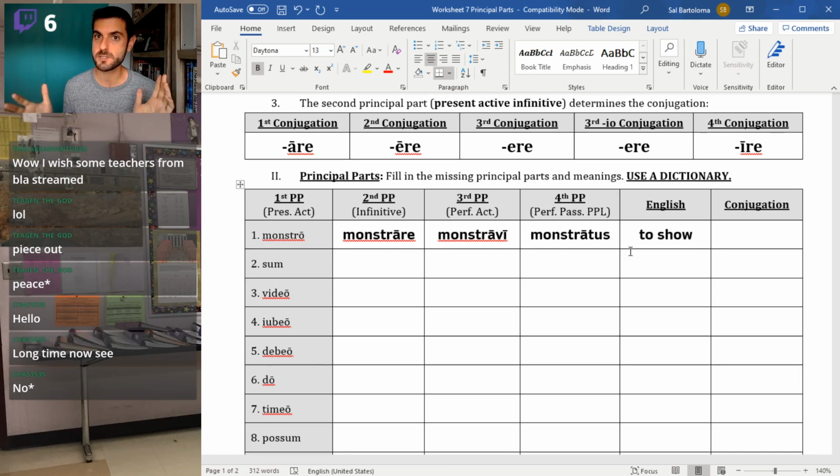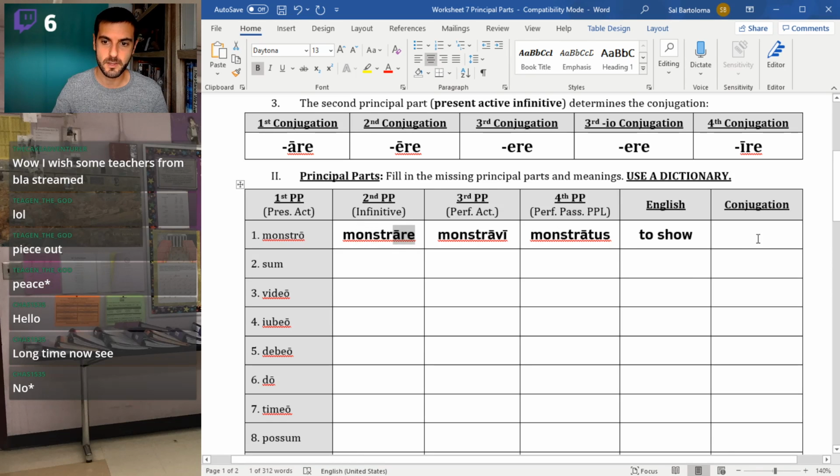Not all first conjugation verbs do that, and not all verbs follow any kind of pattern at all. So we just kind of get lucky on this one. I know it's first conjugation because of this -are. So that is a classic first conjugation verb.